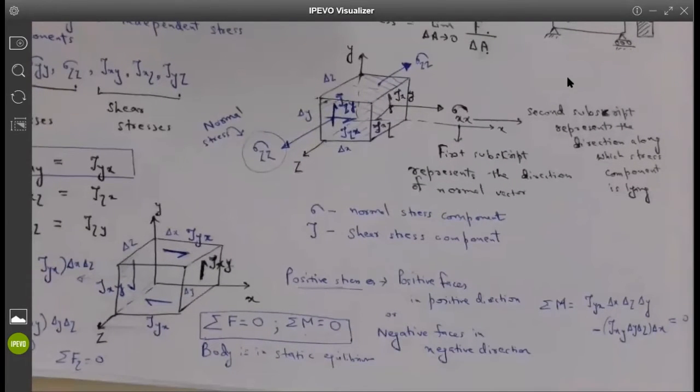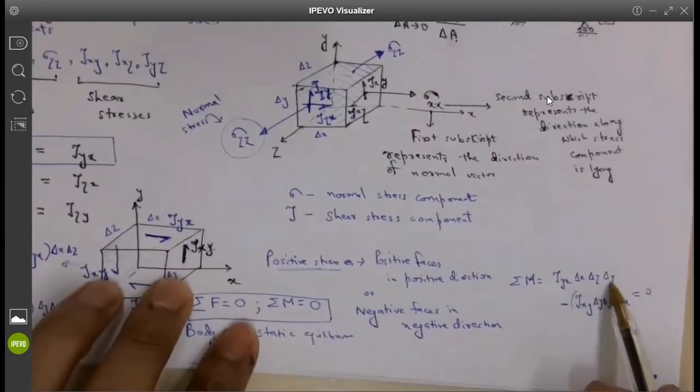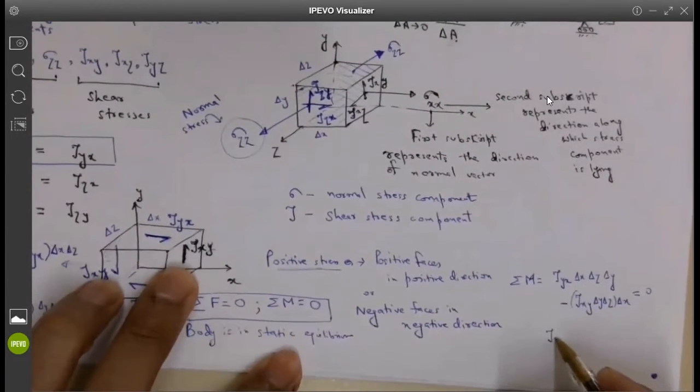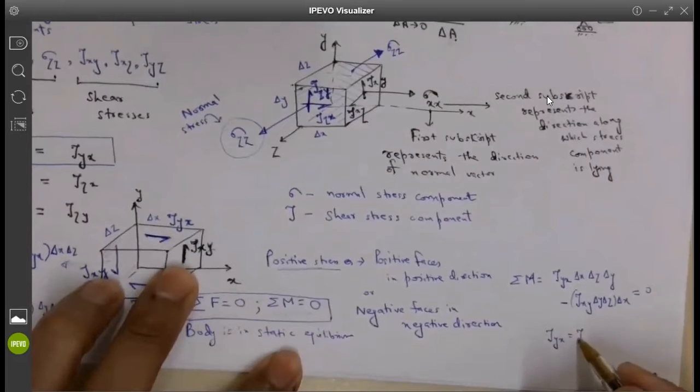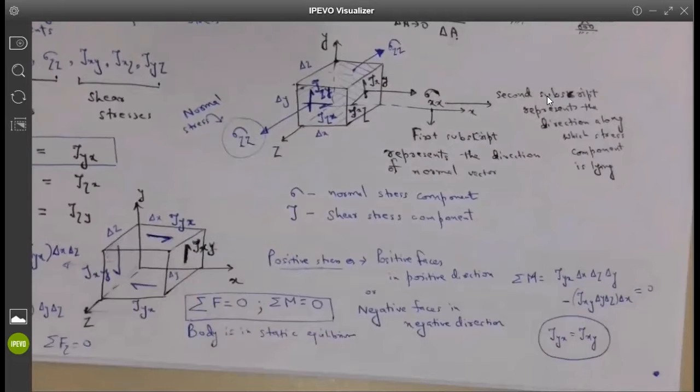Now when I work with that equation, what do I see? I see that delta x, delta y, delta z is common and cancels out. And to have this satisfied, tau yx needs to be equal to tau xy. Only then will my moment be 0. Does it make sense? Yes, it does. Is everybody with me so far? Is there any specific question you may have so far? No, we're good. Cool.